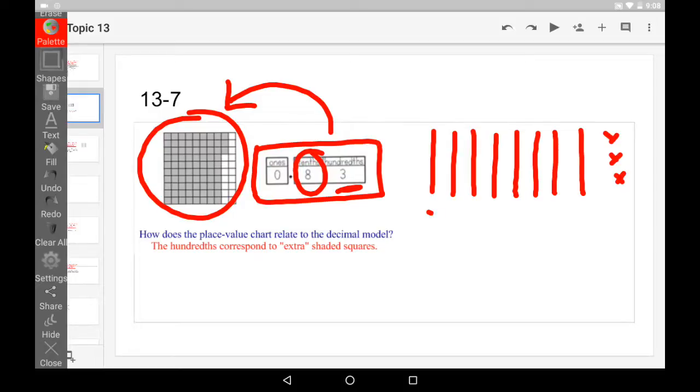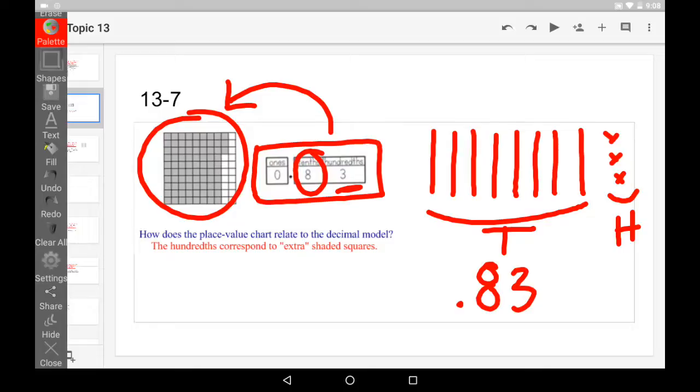So we have our 80, which is our tenths, and then we have our 3, which is our hundredths. So that's why we would read this number as 83 hundredths. So on your chart tonight, you're going to have a grid just like this, and you're going to have to count it and fill in the place value chart, and then write the decimal for us.